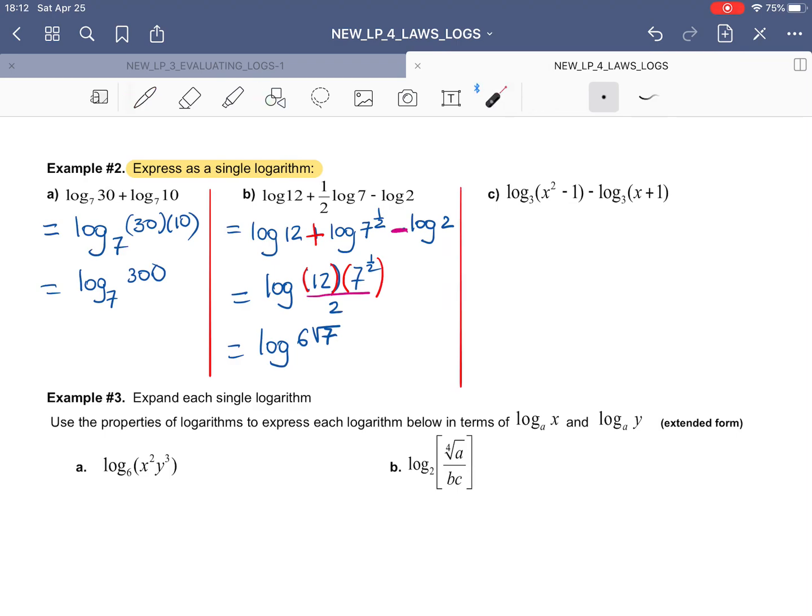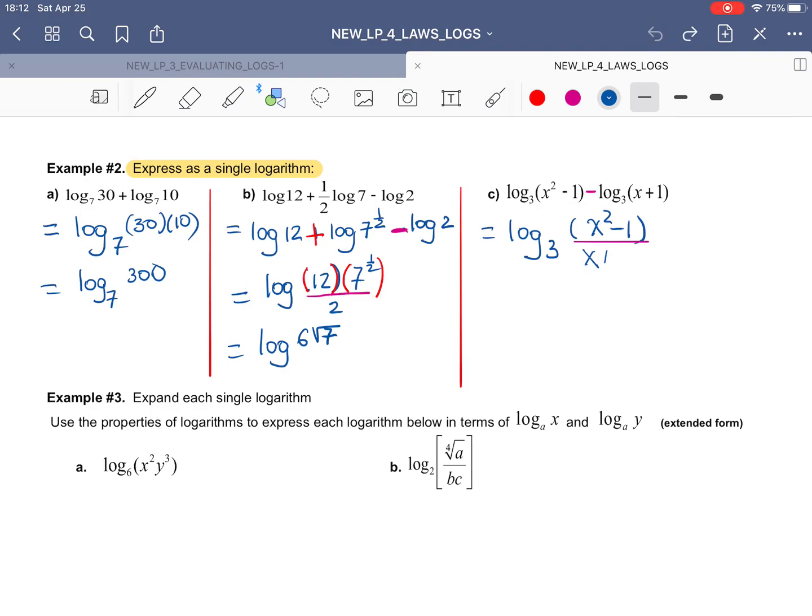Now, notice that this time we don't deal with numbers inside the log, we are dealing with expressions. So we're going to check the bases. The bases are the same, the bases are 3. And we have log with base 3 of x squared minus 1. We have subtraction here, that means that we are dividing the terms.